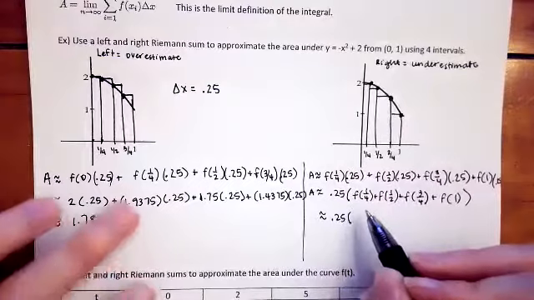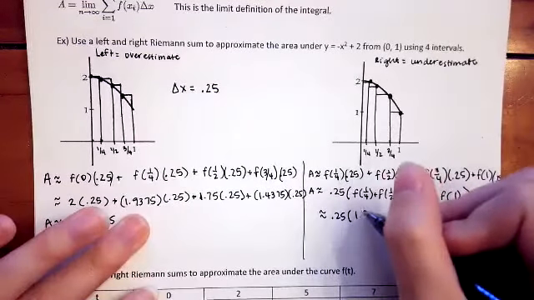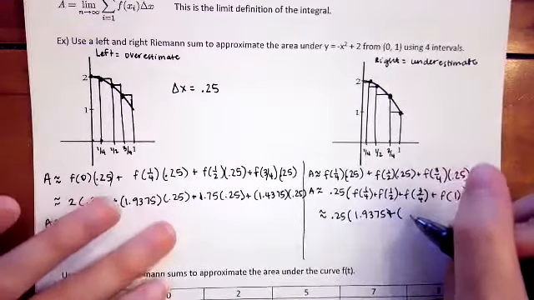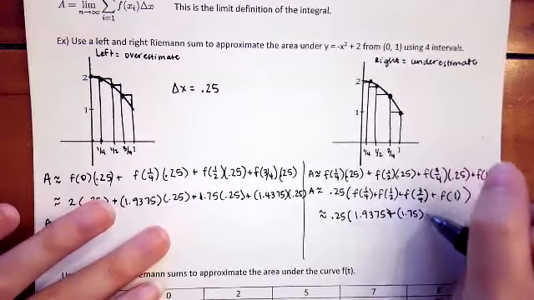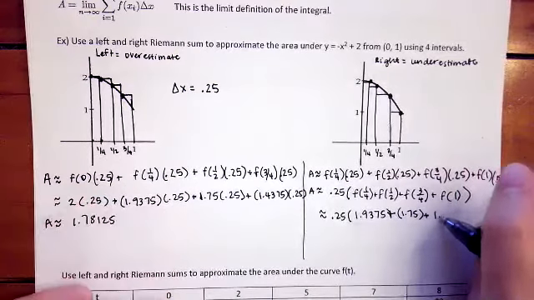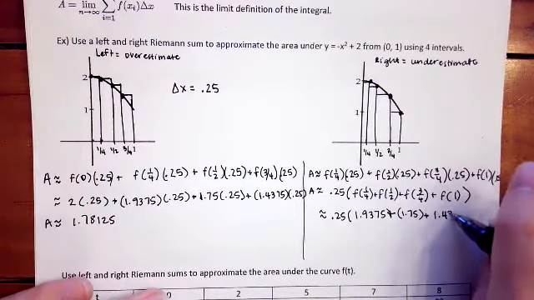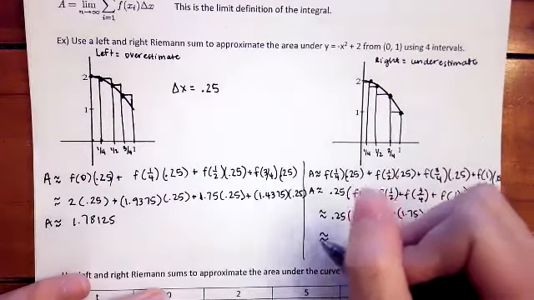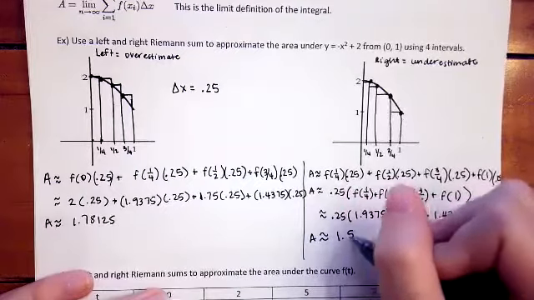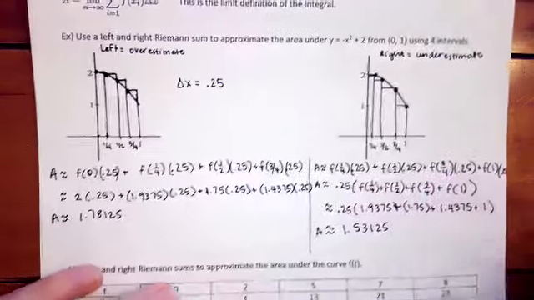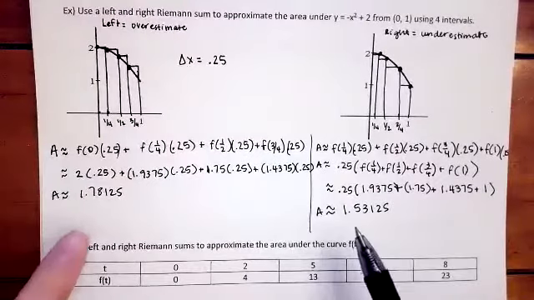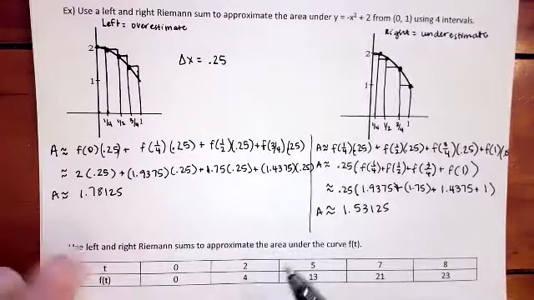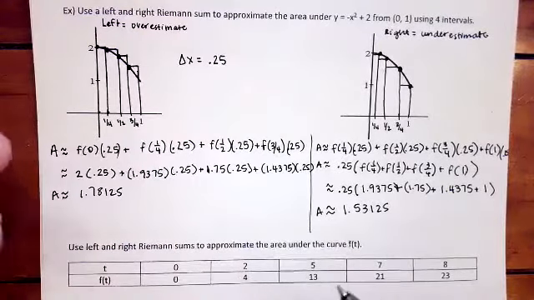Some of these calculations we already have. We know f of 1/4 is 1.9375. F of 1/2 is 1.75. F of 3/4 is 1.4375. F of 1 is 1, giving us a total area of 1.53125. Okay, so this is our underestimate, this is our overestimate. We would expect the area to be somewhere in the middle there, 1.6-ish.